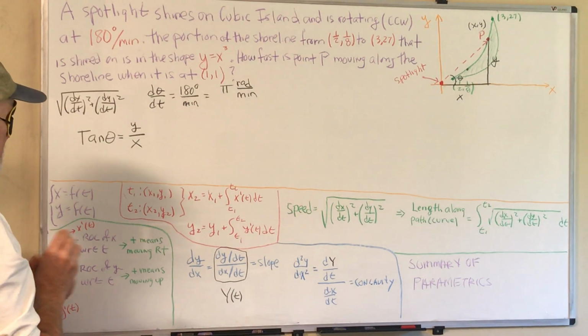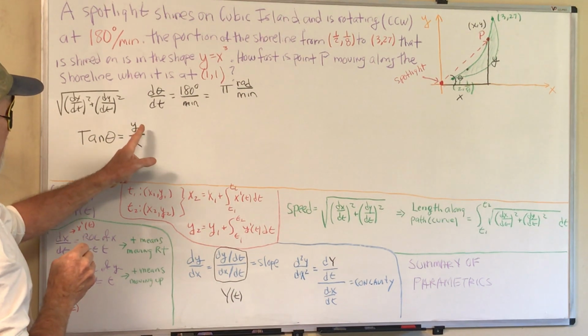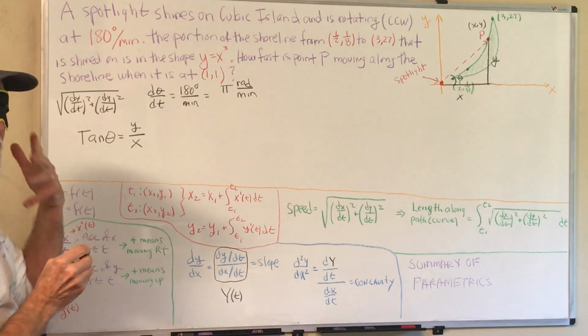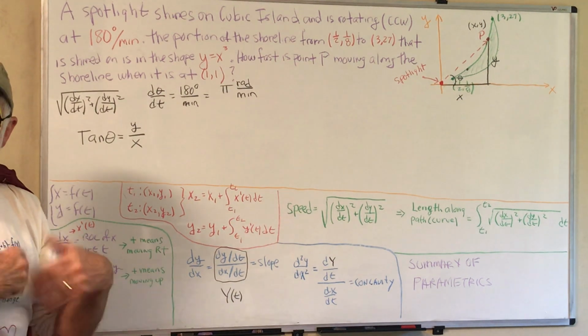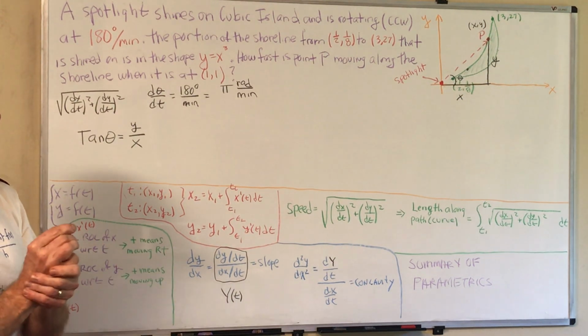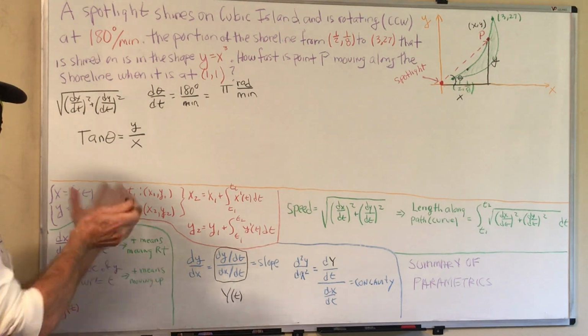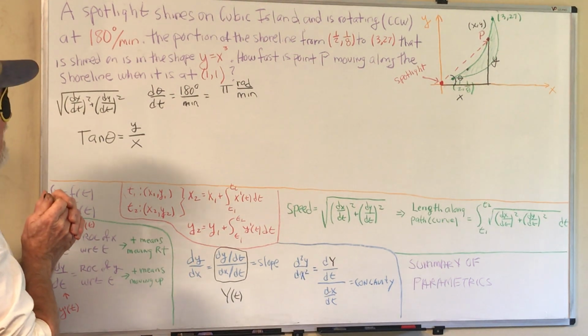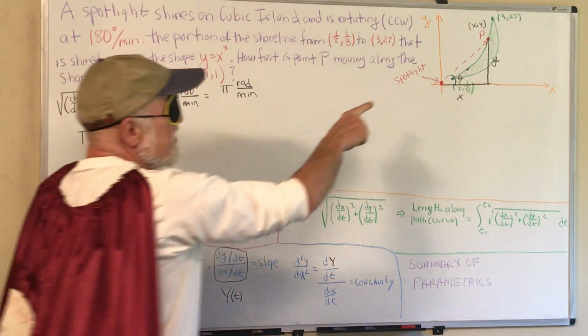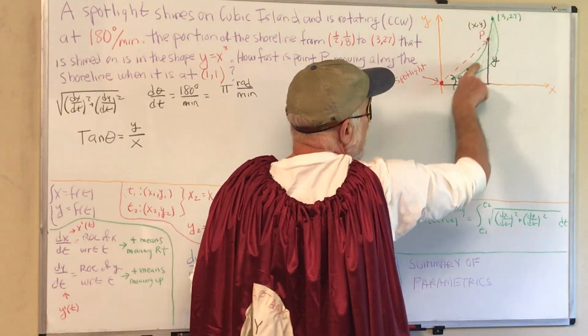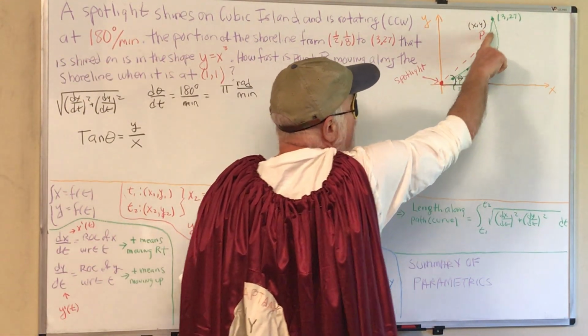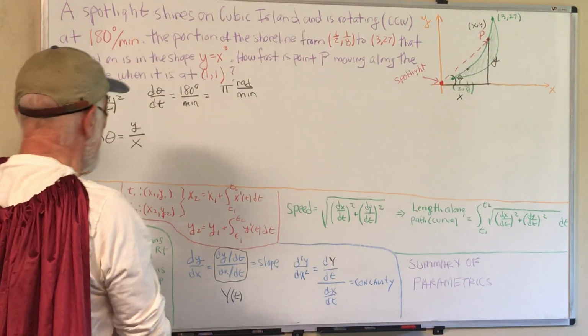But we're trying to find both of these. We can only have one unknown rate. This is a related rate problem. So even though we're in parametrics, this turns out to be related rate. But what do we know? Since this is along the shoreline, we know that it's on the curve y equals x cubed.